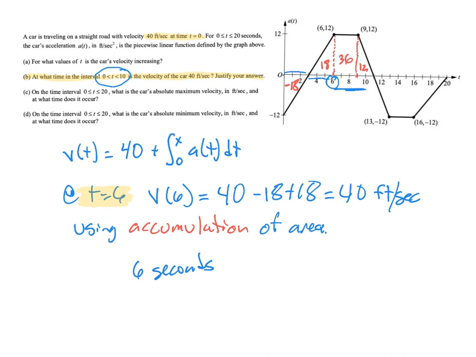And the explanation is that when we write the velocity function using the initial condition and then use area to accumulate change, we end up back at 40 at t equals 6 because the 18 and the negative 18 cancel out. Okay. I'm a little rusty today, but we'll keep going. Let's move on to letter C on the next slide.